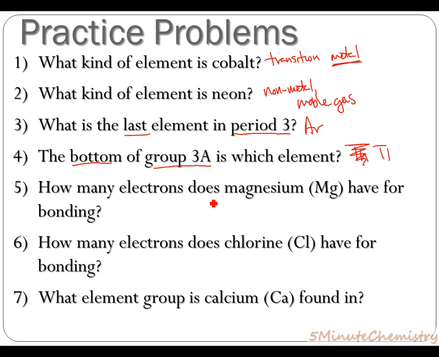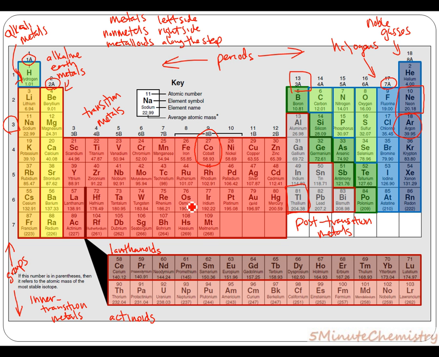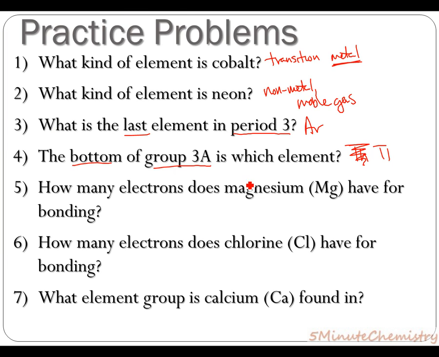How many electrons does magnesium have for bonding? Okay, so now we're going to talk valence electrons. We mentioned this a little bit before. The valence electrons are equal to the group number. So magnesium is here in group 2A. If it's in group 2A, this one has 2 electrons available for bonding. So magnesium has 2 valence electrons.